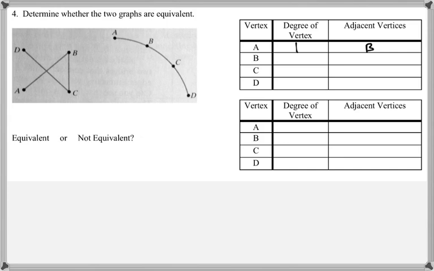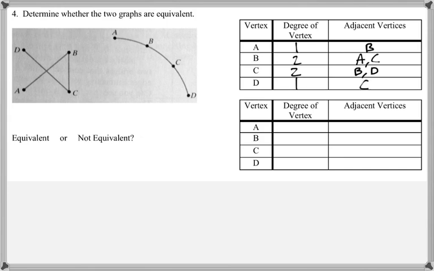So looking at vertex B, it has a degree of 2, and it's directly connected to A and C. Vertex C has a degree of 2, and it's directly connected to B and D. And lastly, vertex D has a degree of 1, and it's connected to vertex C.